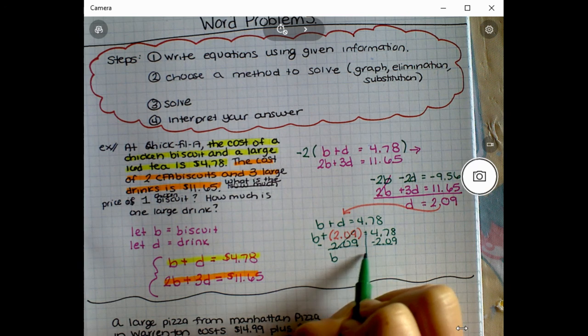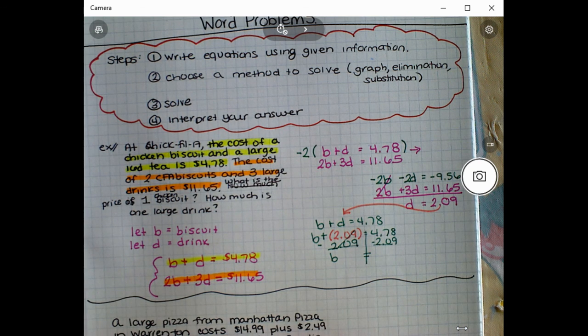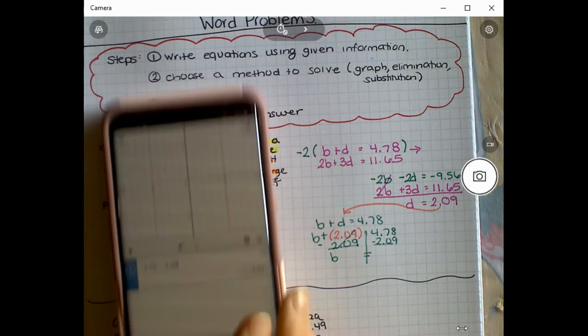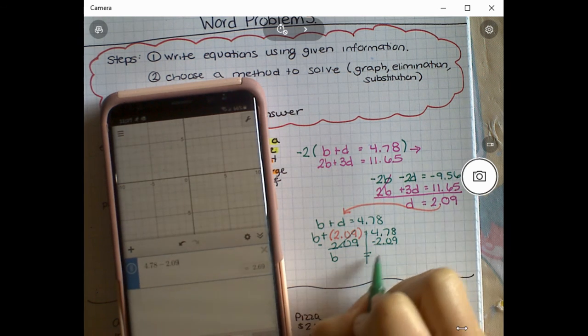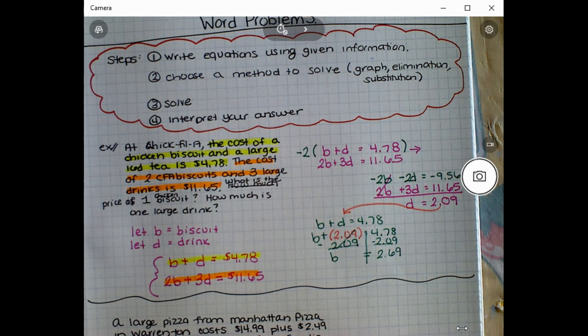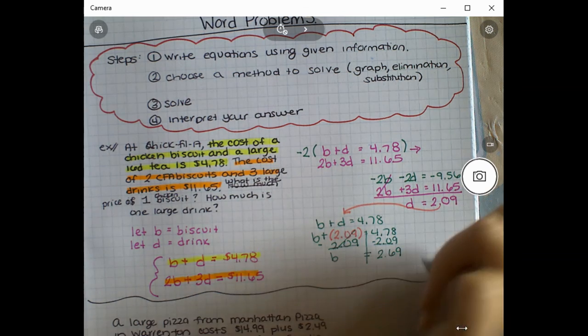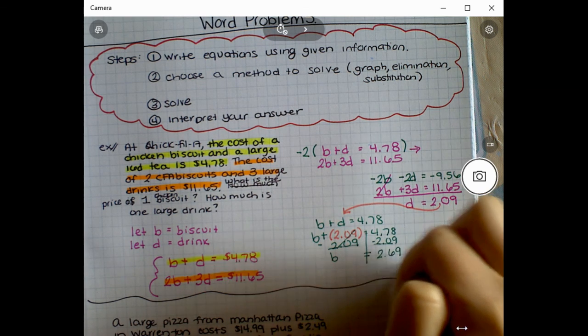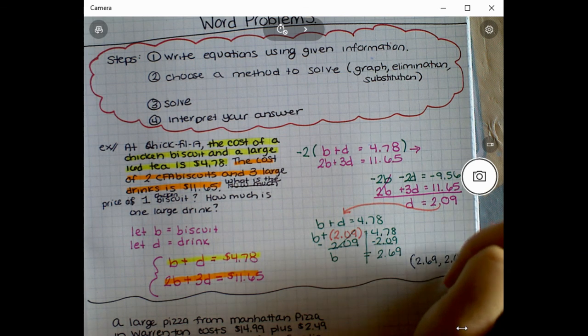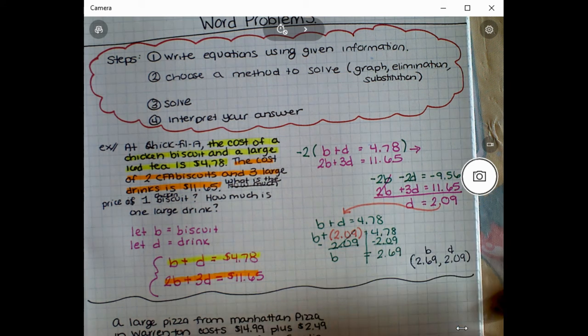So we have B equals 4.78 minus 2.09. That is 2.69. So again, when you do systems, we write the answer as a coordinate. 2.69, 2.09. That's your biscuit and your drink.